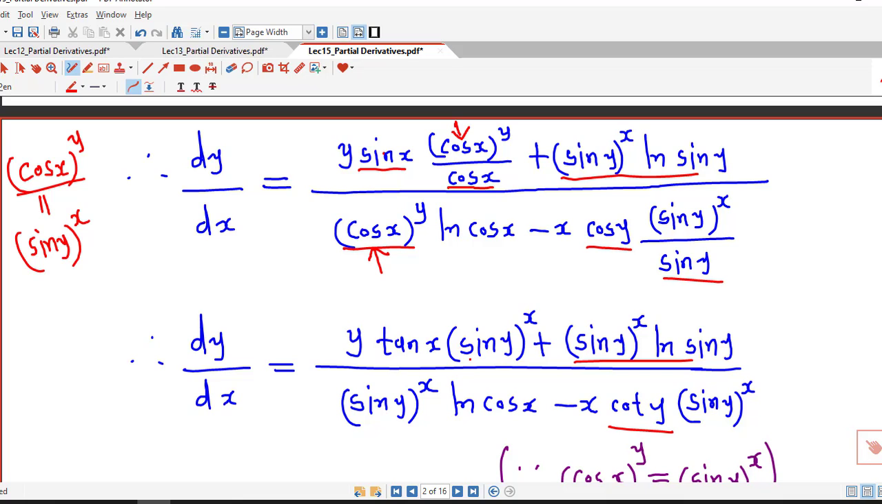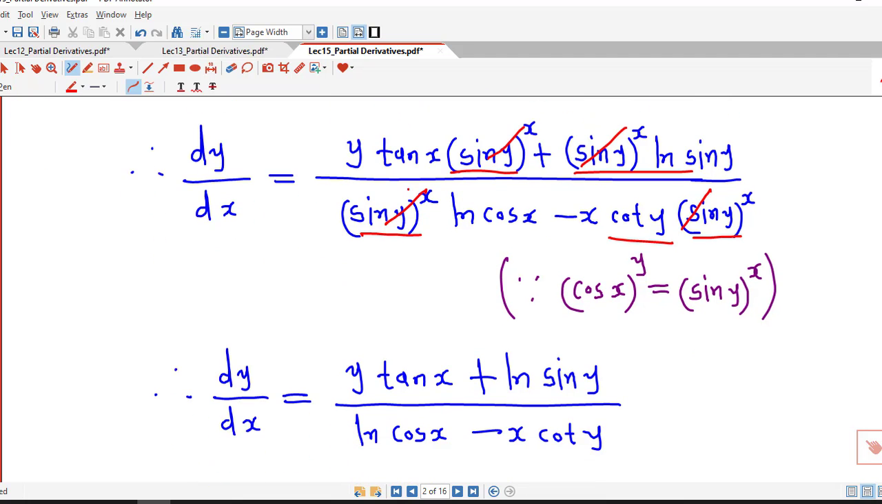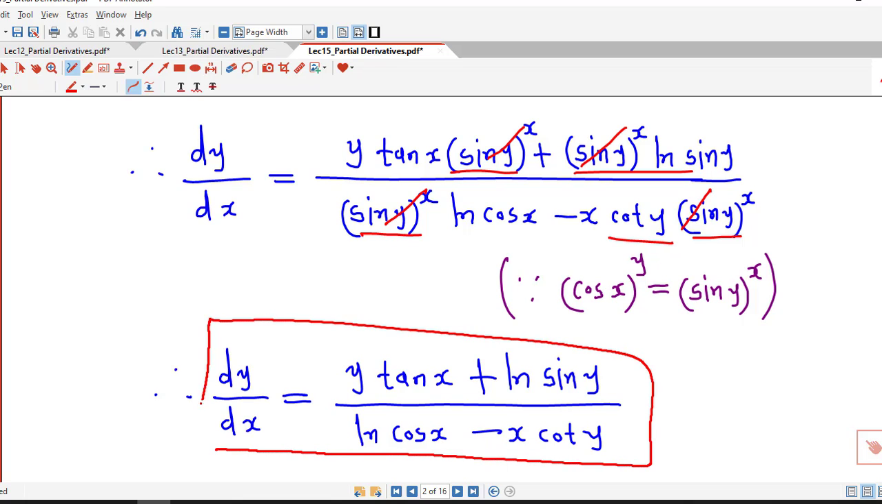Now in the numerator, from these two terms we can take sin y raised to x common, and same thing from the denominator. So sin y raised to x can be cancelled out, and we are left with y tan x plus log sin y over log cos x minus x cot y. So this is the derivative of y with respect to x from the given implicit relation.